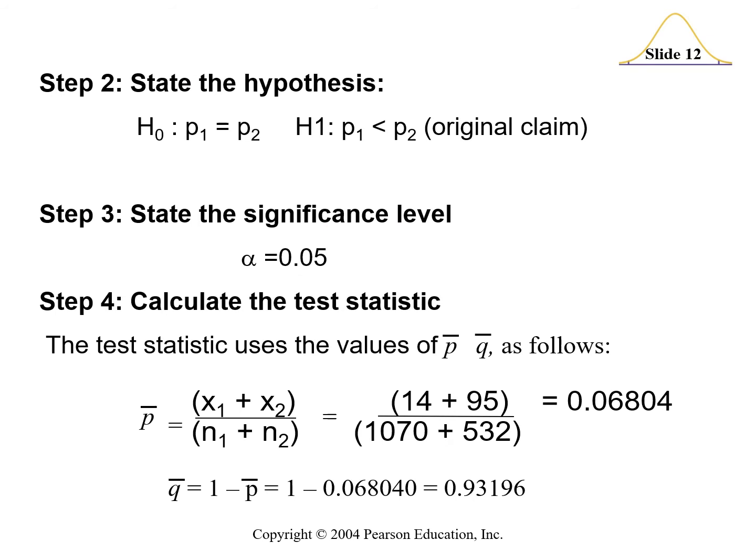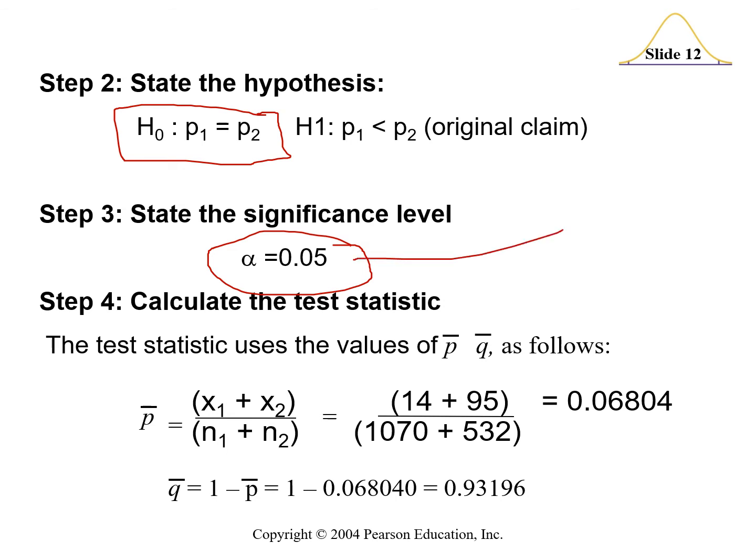Okay, step 2 is to state the null and alternative hypotheses. As we have seen, H0 is constant, P1 equal P2. H1 is determined by the original claim, and we see that P1 is less than P2. Alpha, which is the significance level, is 0.05. Very important to identify the critical value and critical region and so on.